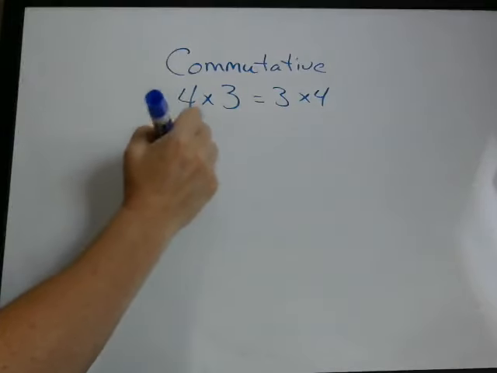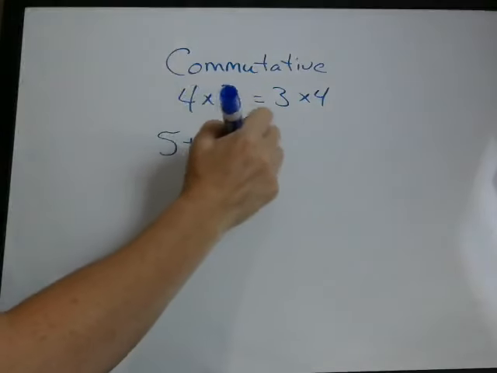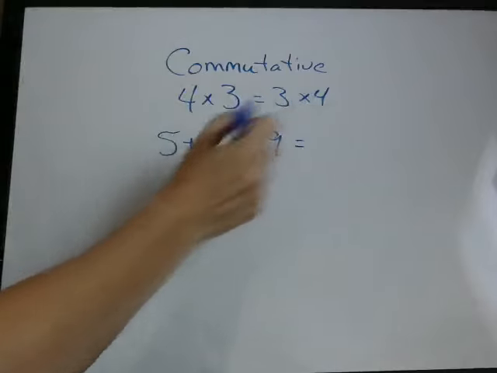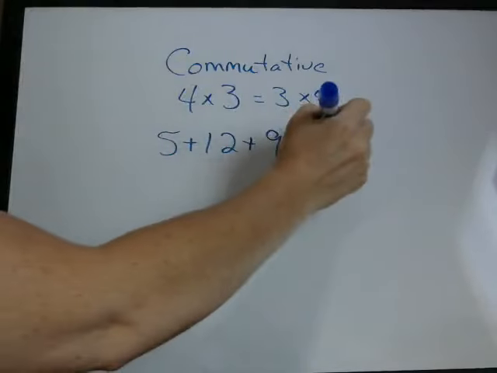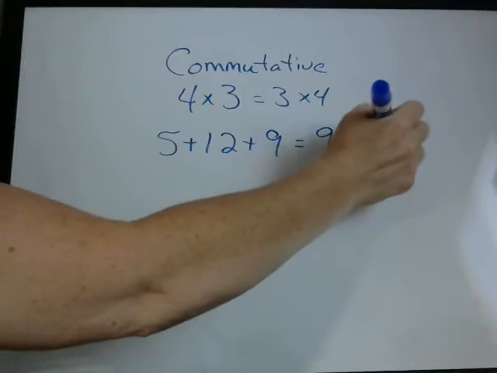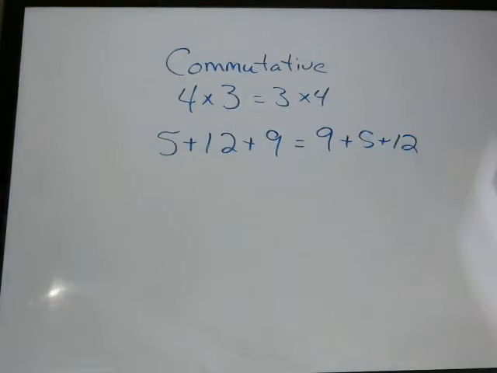Similarly, for addition, let's say we had 5 plus 12 plus 9. The order that we write these in doesn't matter. So we can write this as the same as 9 plus 5 plus 12. These are the same. So obviously with division or subtraction, that's not the case.